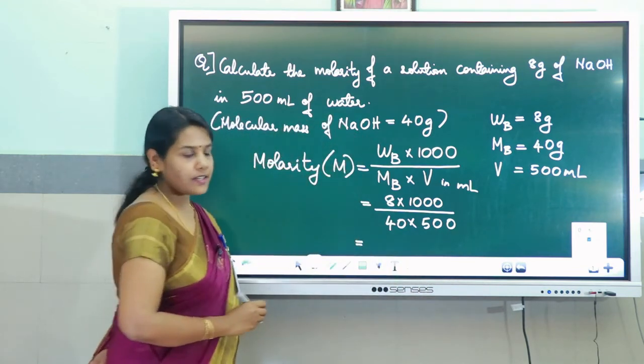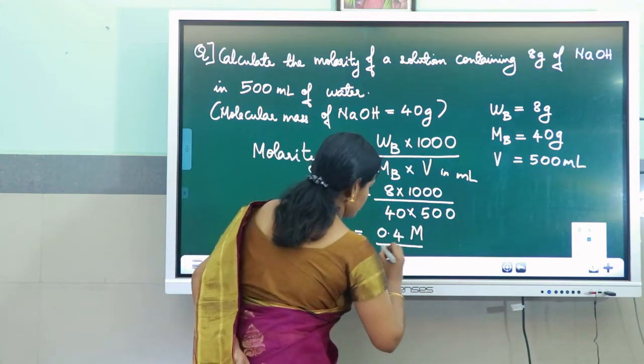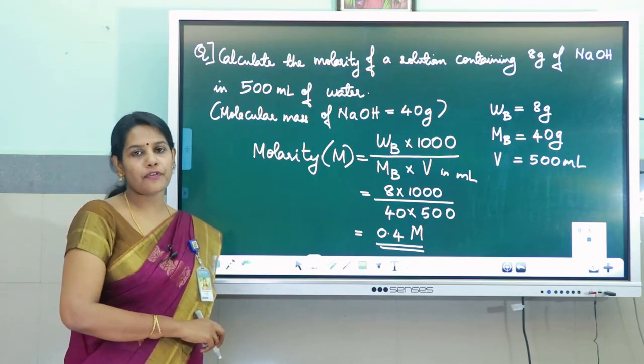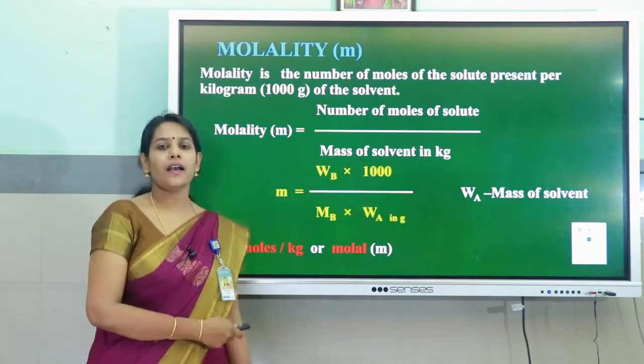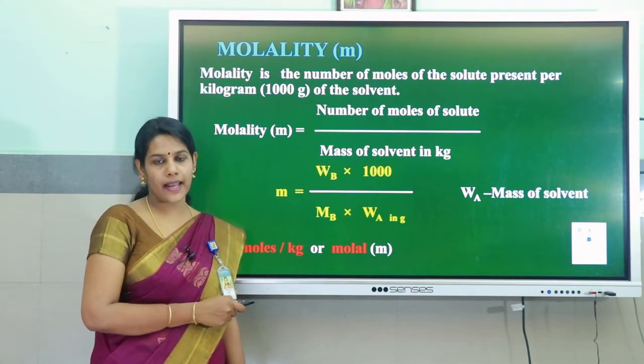So after calculation, you will get the answer as 0.4 molar. So the molarity of the solution is 0.4 molar. Our next method is molality, which is denoted using the symbol small letter m.